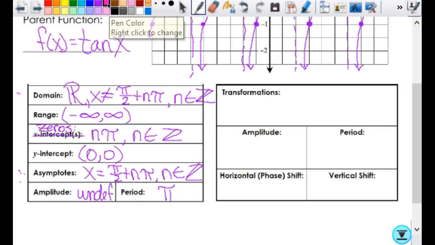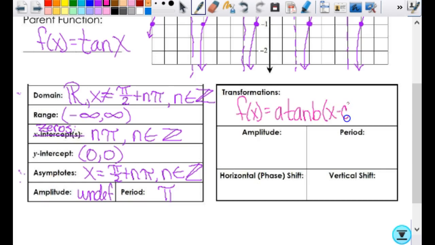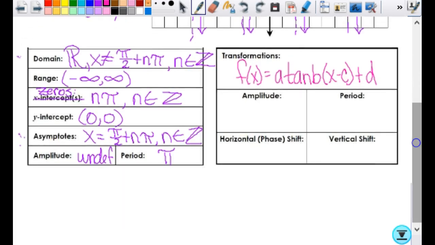All right, so then let's look at the transformations. F of x is equal to a times the tangent of b times x minus c plus d. So that's everything in there right now. Today we're only going to look at the a and the b; the c and the d will come later. Now amplitude, we just said it's undefined, right? But we're going to add a little something here. It's undefined, but a can still exist.